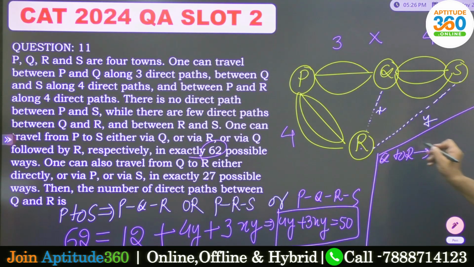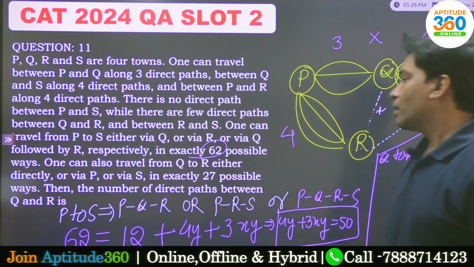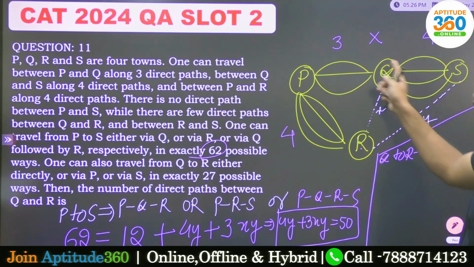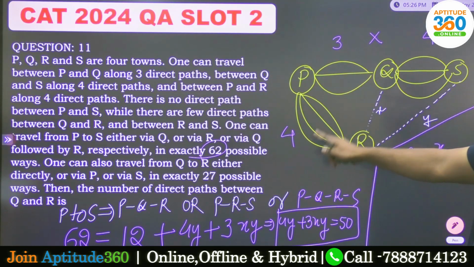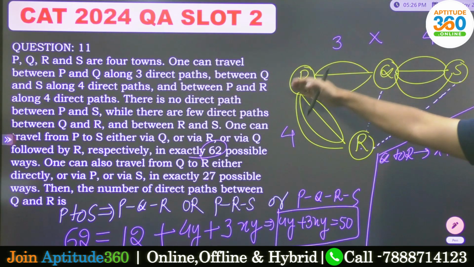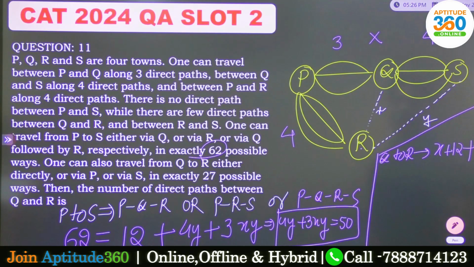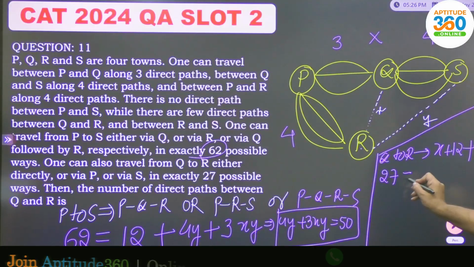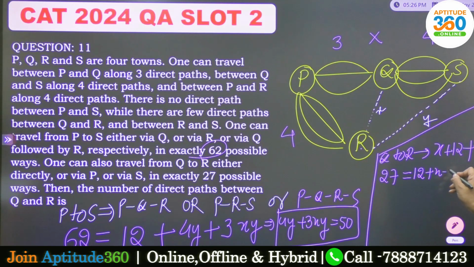In how many ways? Directly is x, isn't it? Q to R, either directly or via P. So Q to R, this is going to be 3 into 4. Do you understand this? This way and then this way. This is going to be plus 12, 3 into 4, right? Or via S, so this way into this way. So this is going to be what? 4 times y. That is the value of 4 times y, and that is given to you as exactly 27 ways. So 27 is equal to 12 plus x plus 4y. So can I say that 15 is going to be x plus 4y, right?